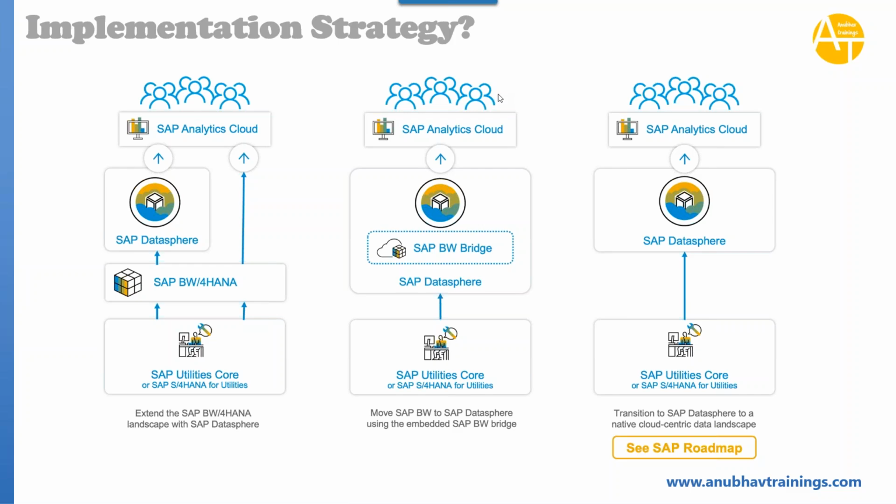So what are the implementation strategies? This is very important. This slide summarizes a lot about the implementation strategy. So the first implementation strategy is you can extend your SAP BW for HANA landscape with Datasphere. So let's say you already have SAP BW for HANA.